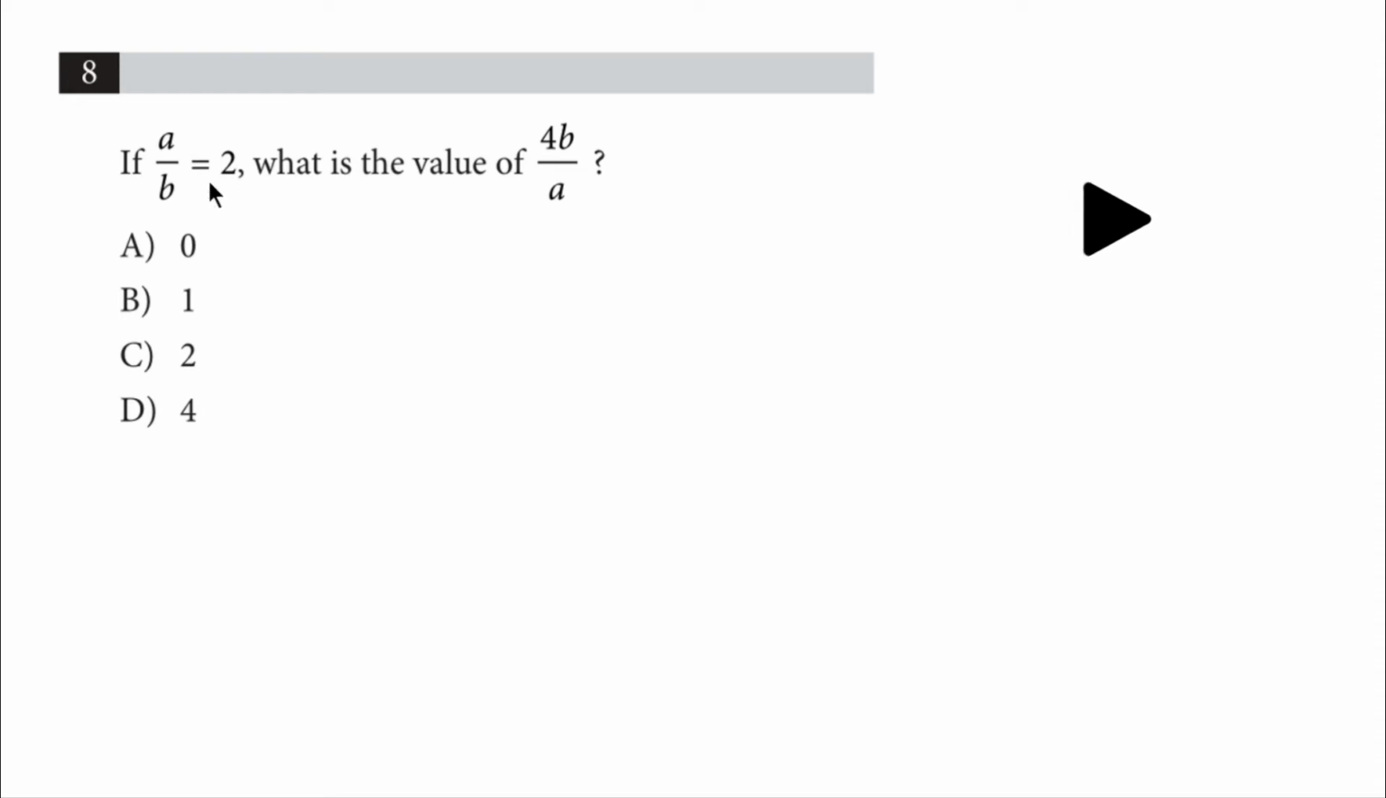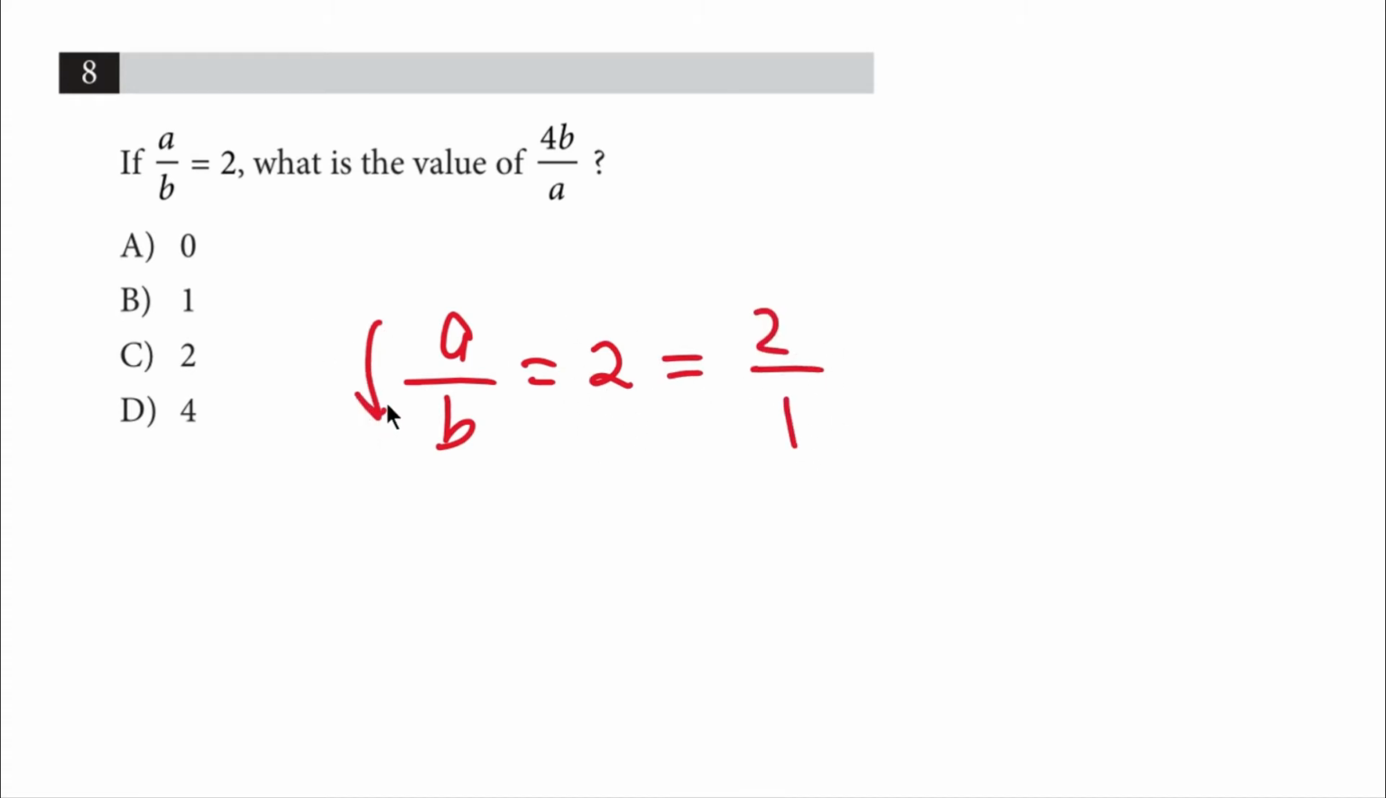If A over B is equal to 2, what is the value of 4B over A? Well guys, let's first of all take a look right here. A over B is equal to 2, which is actually equal to 2 divided by 1, since 2 divided by 1 is 2. Now let's flip everything here, and therefore we will have to flip everything here. B over A is equal to 1 over 2.